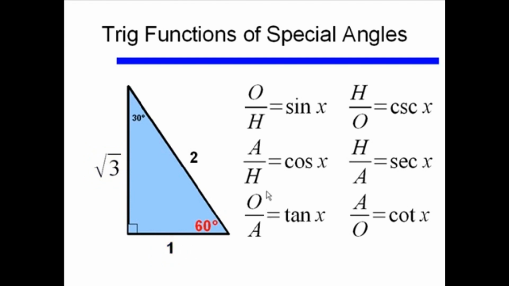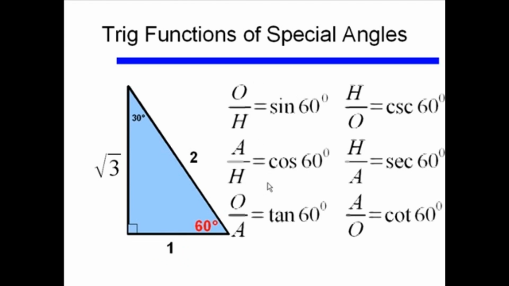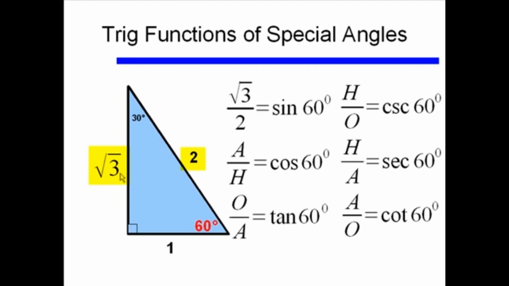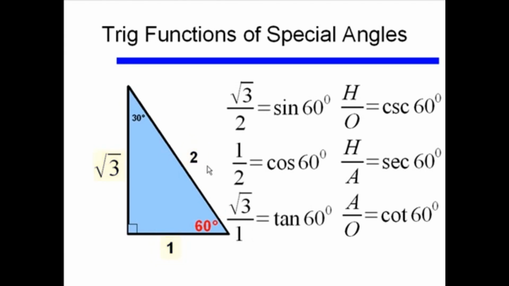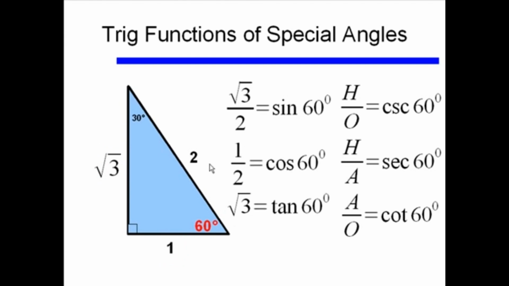So our sine of x is opposite over hypotenuse. Well, now we're not talking about x anymore. Now we're talking about a specific angle, 60 degrees. So the sine of 60 degrees is the opposite over the hypotenuse, or the square root of 3 over 2. Likewise, the cosine of 60 degrees is the adjacent over the hypotenuse, or 1 over 2. And the tangent is opposite over adjacent, or square root of 3 over 1. Or we can simply write that as square root of 3.